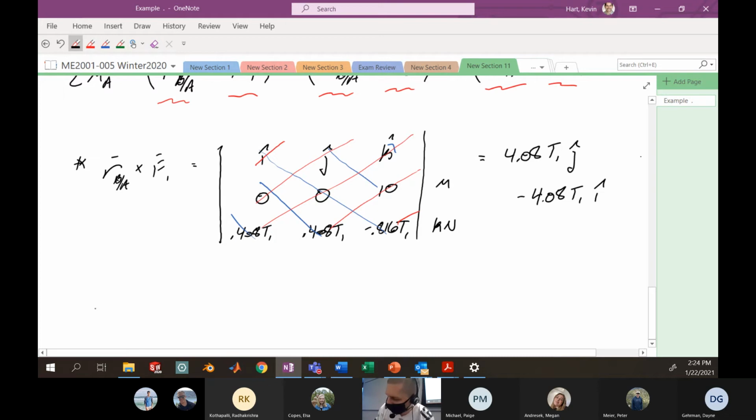All right, we'll continue on. Position vector arriving at B from A, crossed with the force happening at 2.